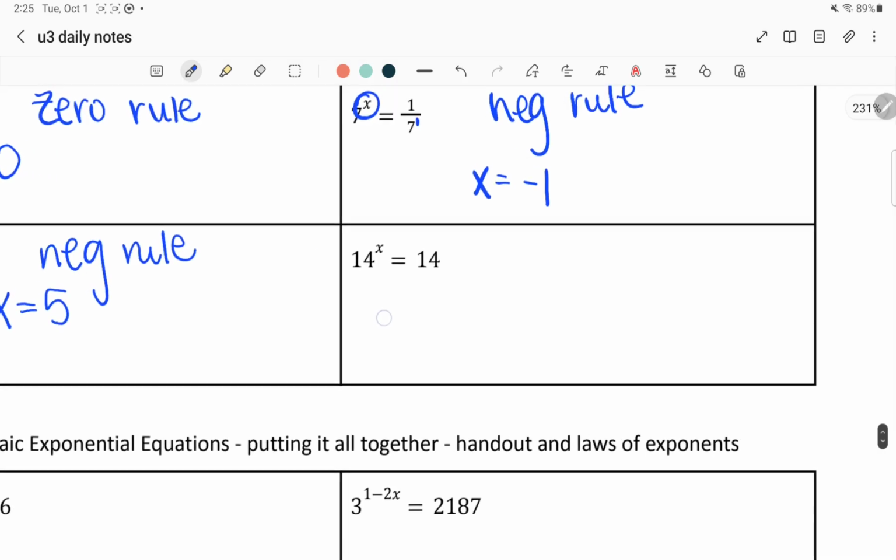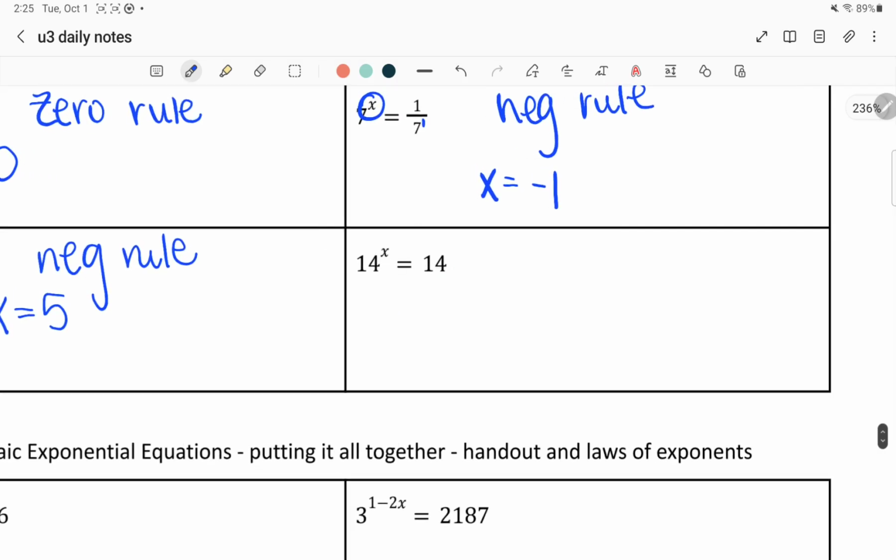And lastly, 14 to the x power equals 14. Well, if it equals itself, then that means I only multiplied 14 once, like I only put it down one time. So x must equal 1.